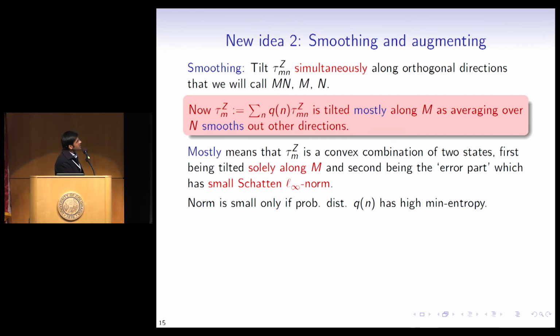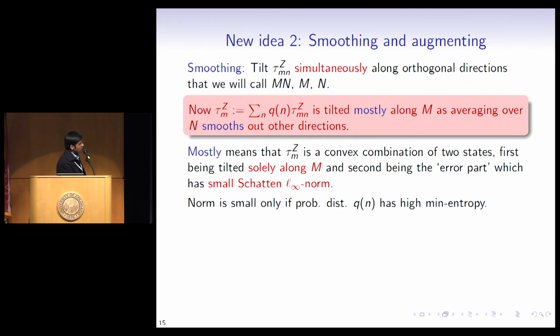So, speaking intuitively, what is happening is, if I look at the state tau_m^z, which is the marginalization of the state m, it gives me a particular state that is tilted mostly along m, and it averages out all other directions. So what does mostly mean? Mostly means that tau_m^z is a convex combination of two states: the first being tilted solely along m, and the second, which is the error part, which has small Schatten L infinity norm. So this is another catch, that whatever junk I am getting has small Schatten L infinity norm.